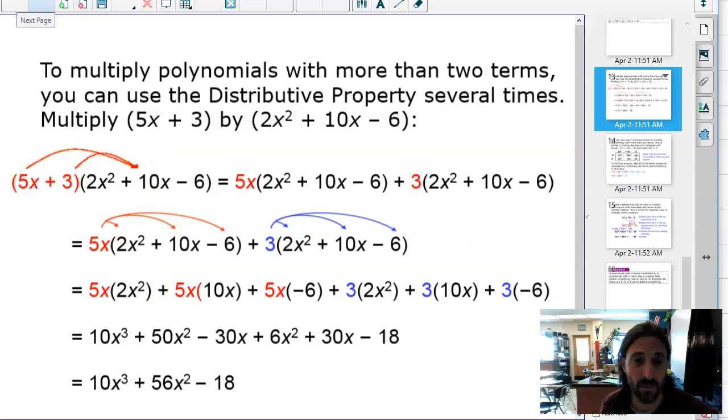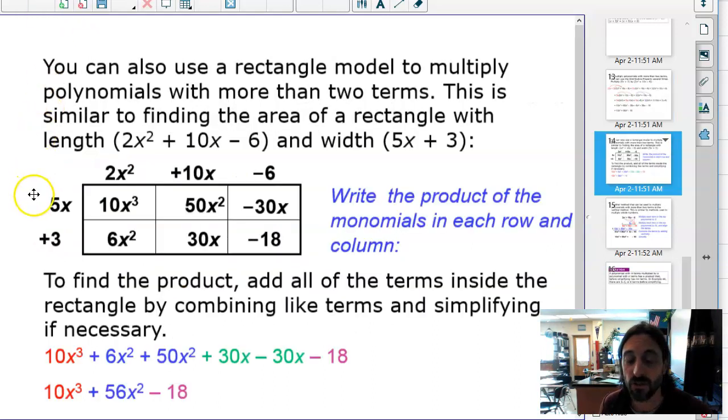Again, if you need to pause the video, you can do that. You can also do this with a table of values. And again, you're going to combine all the like terms and you're going to get the same thing. Feel free to pause the video and read through this. It's also in your textbook.